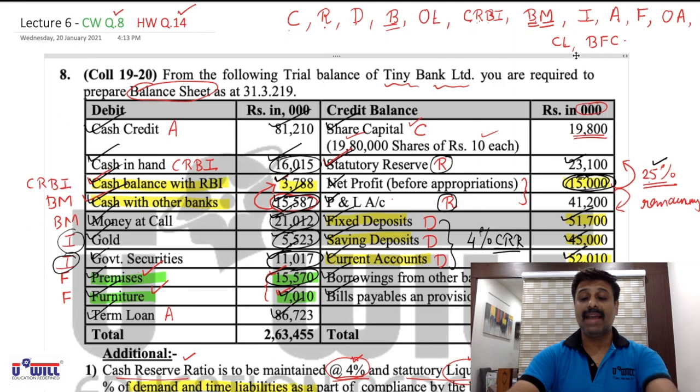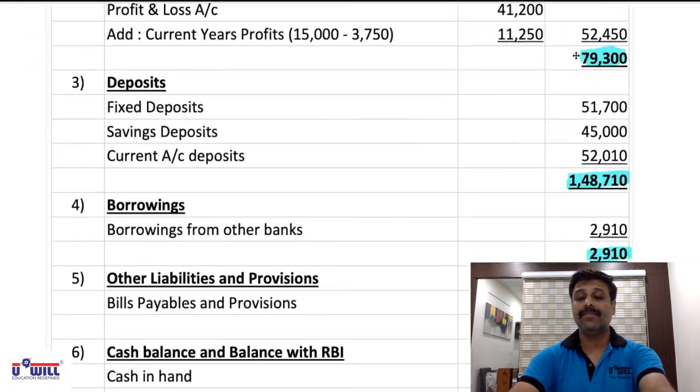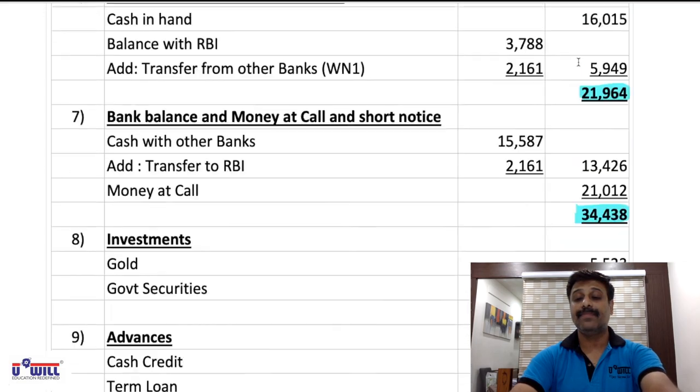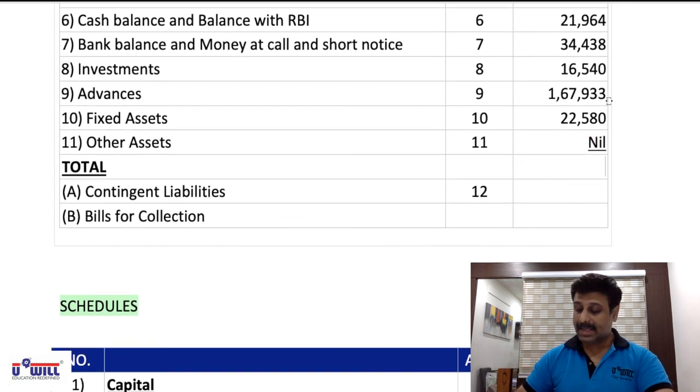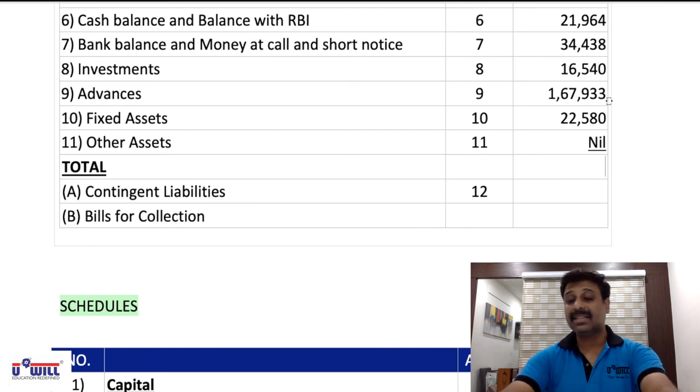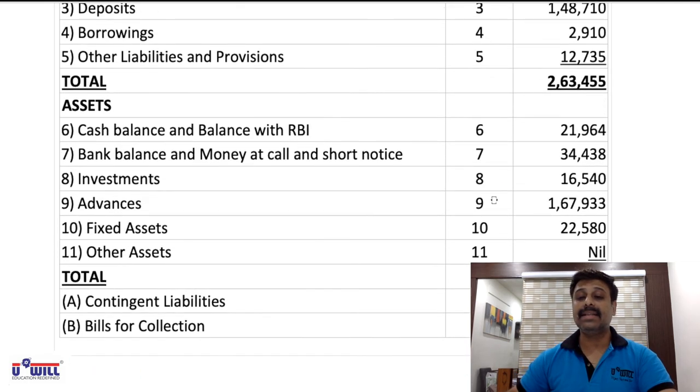Now again, the total of balance sheet is to be done. Asset side is to be done. So total of asset side, do it everyone: 21964 plus 34438 plus 16540 plus 167933 plus 22580. You all can see it comes to 263455. See, does it get tallied or not? Liability also 263455, asset also 263455.